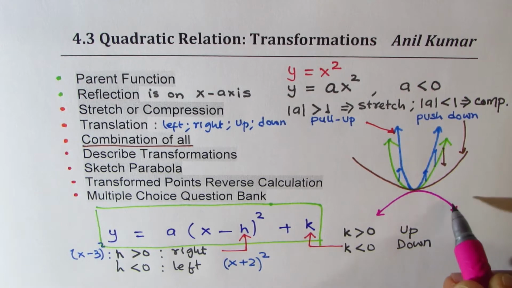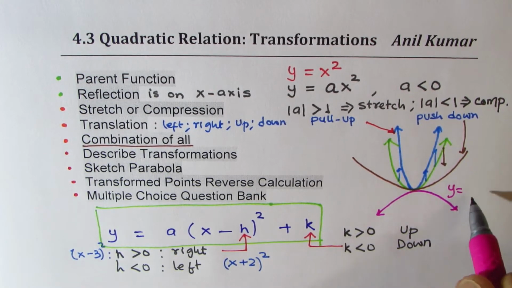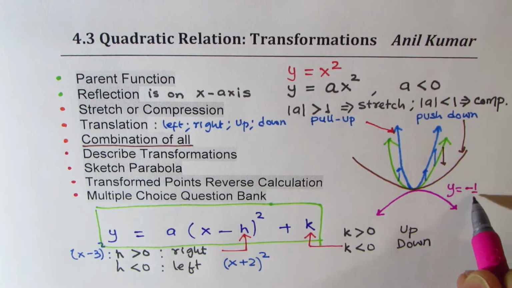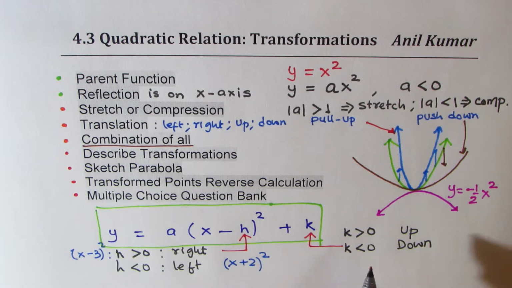When I say it will reflect, it's kind of like this. This is, for example, a function which has been compressed. So we can say minus, because it is reflected, x squared. That kind of function will look like this. It has been compressed and reflected. So that's the combination which has happened.